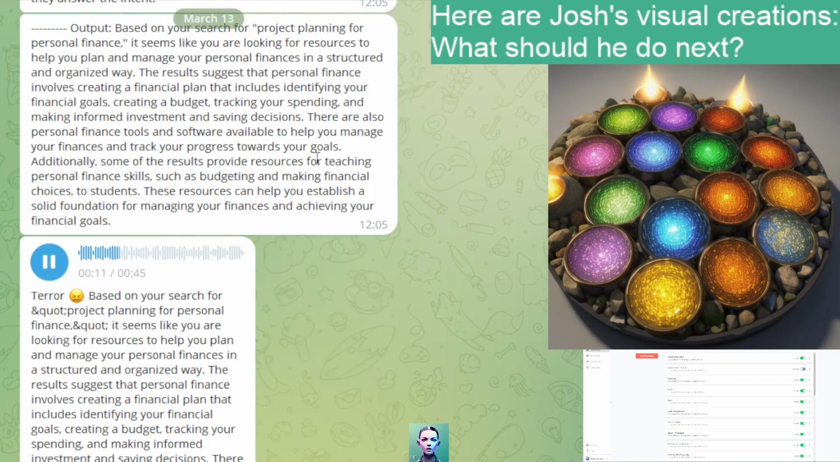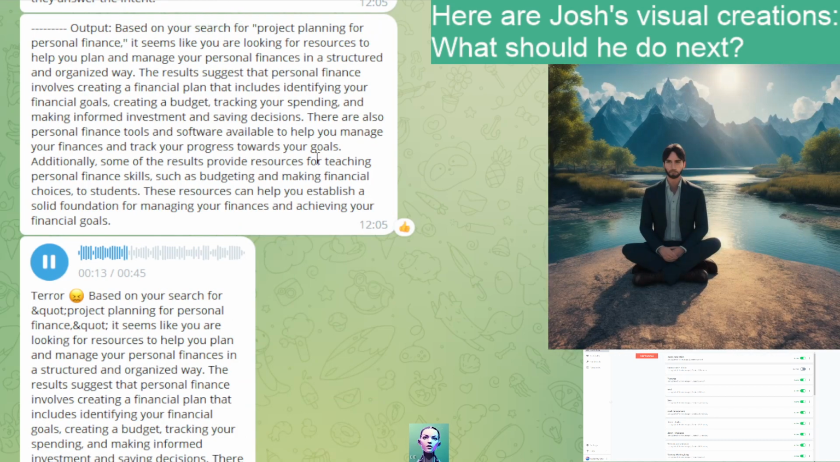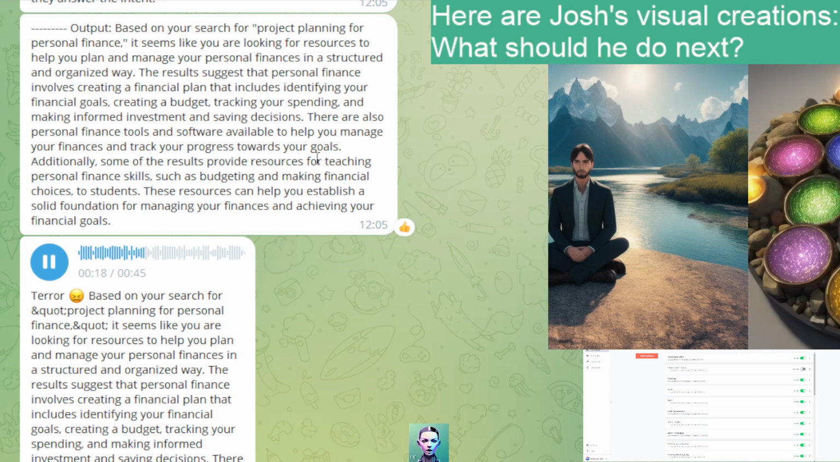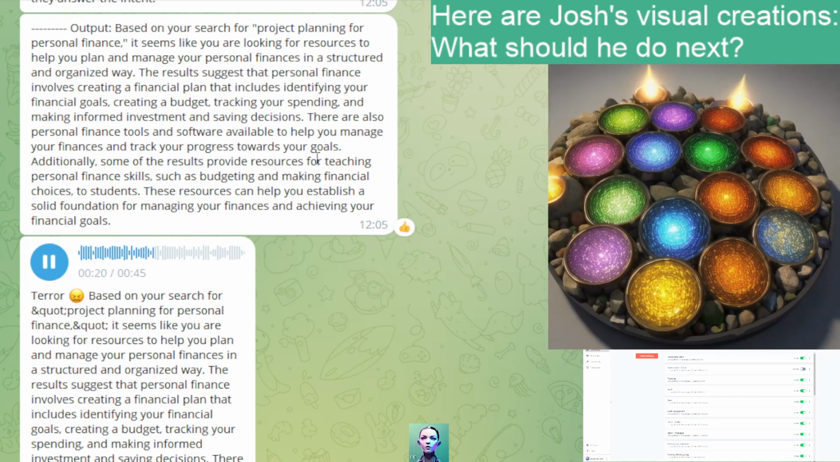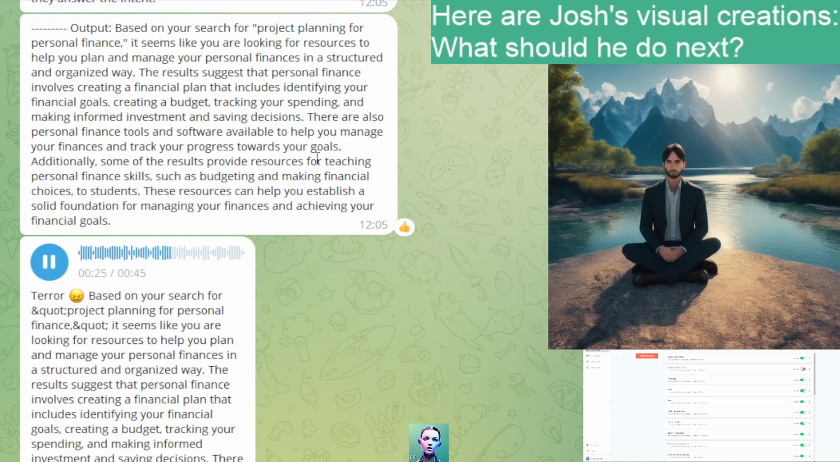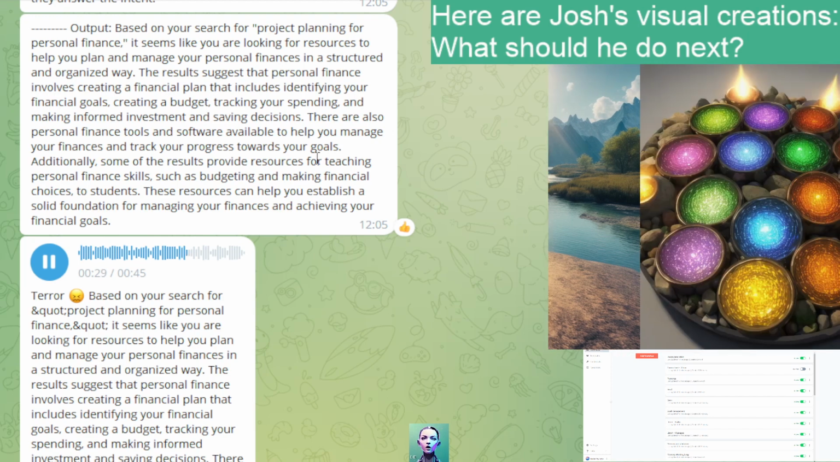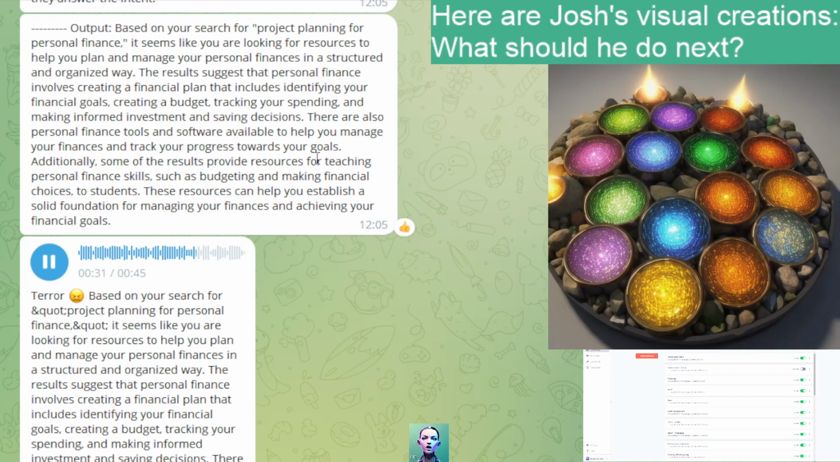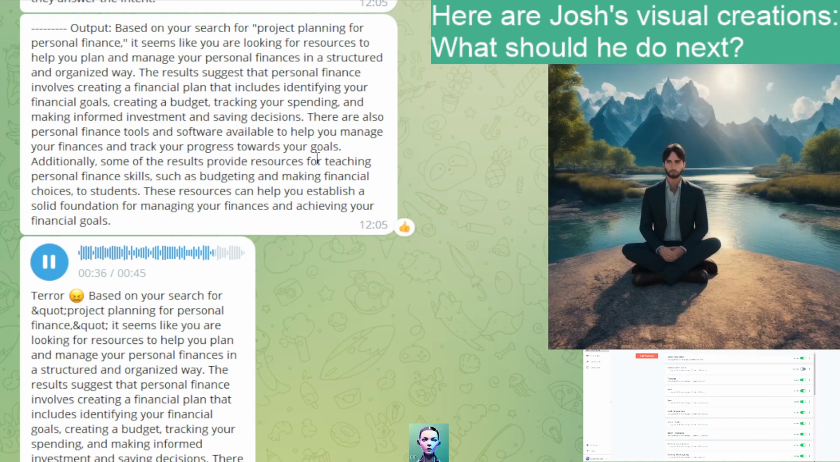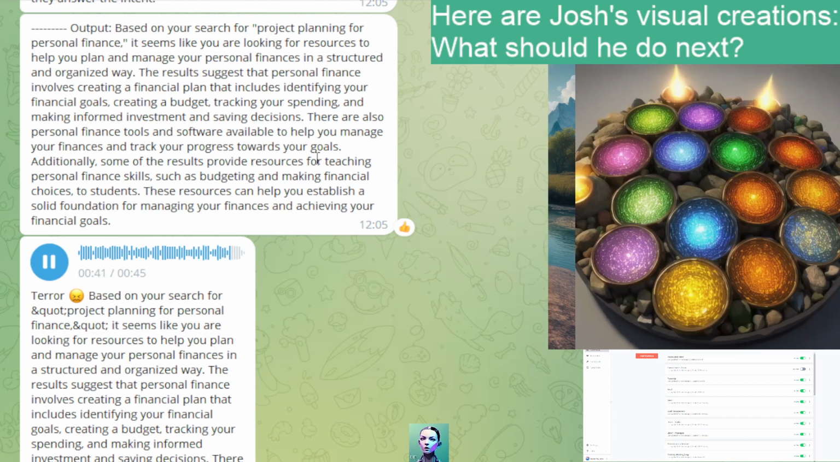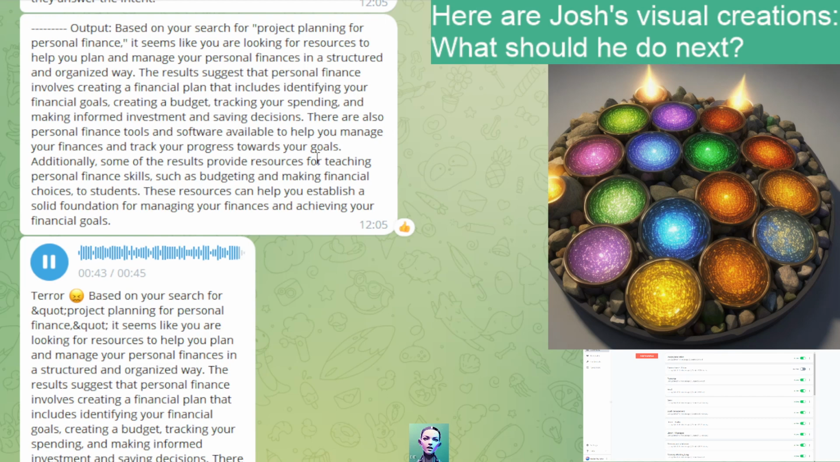The results suggest that personal finance involves creating a financial plan that includes identifying your financial goals, creating a budget, tracking your spending, and making informed investment and saving decisions. There are also personal finance tools and software available to help you manage your finances and track your progress towards your goals. Additionally, some of the results provide resources for teaching personal finance skills, such as budgeting and making financial choices, to students. These resources can help you establish a solid foundation for managing your finances and achieving your financial goals.